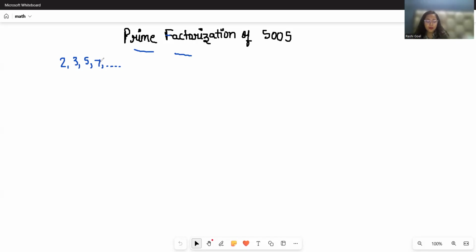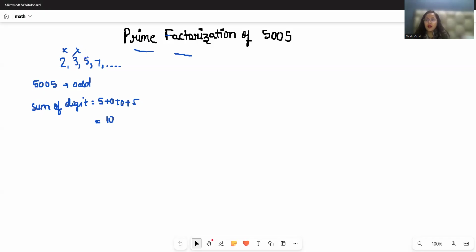So let's start. We know that 5005 is odd, so it's not divisible by the first prime number, that is 2. Now we'll check with 3. The divisibility rule of 3 is the sum of digits. So 5 plus 0 plus 0 plus 5 is 10, and 10 is not divisible by 3. So it does not go with the next prime number 3.